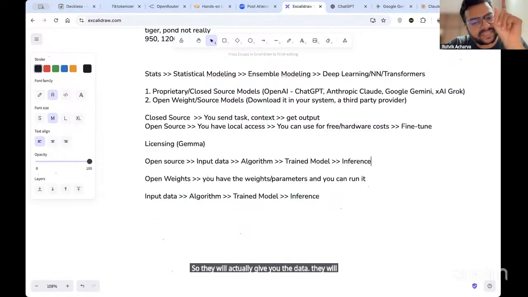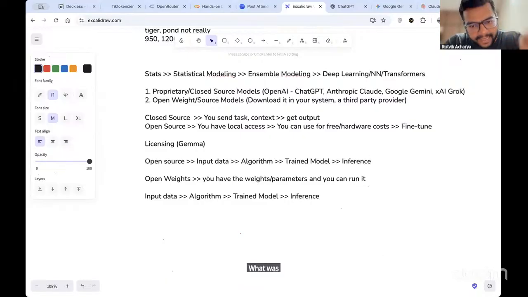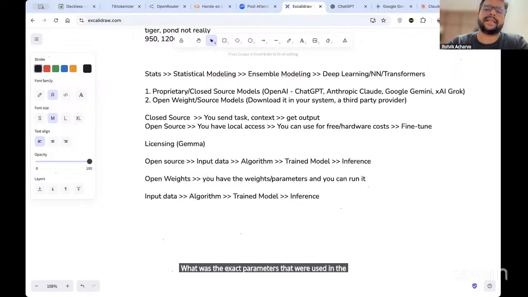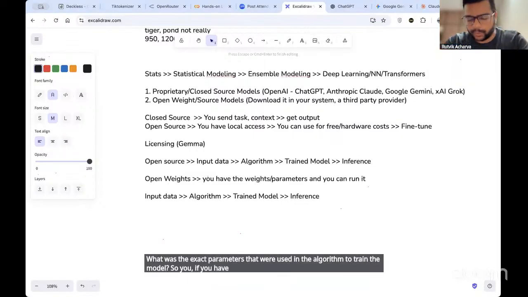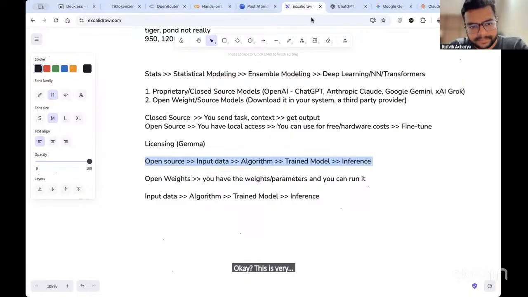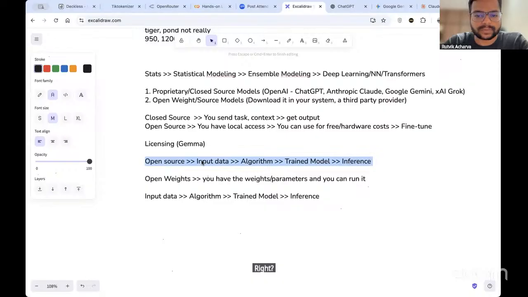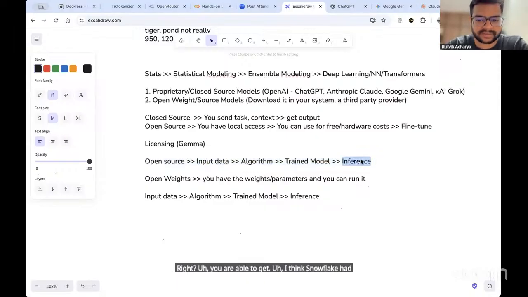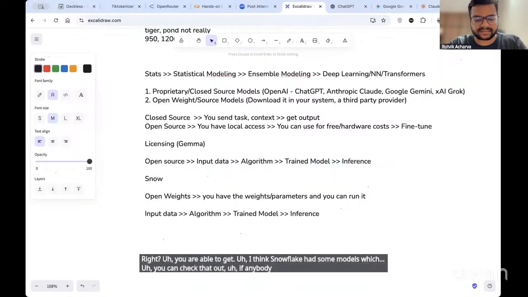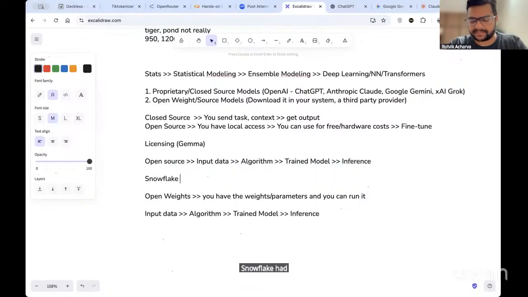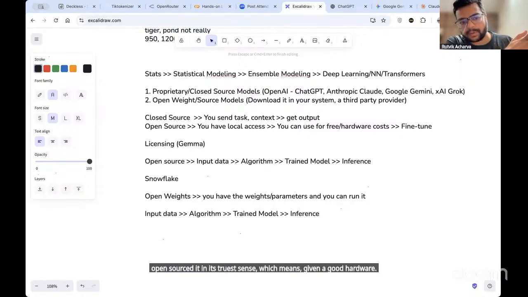They will tell you what was the exact algorithm, what were the exact parameters that were used in the algorithm to train the model. So if you have good enough hardware, or you can rent a GPU somewhere, you can try this out for yourself. Okay. This is very important because there are open weight models, and open source models in its truest sense, right? I think Snowflake had some LLMs which you can check out if anybody is interested. They had open sourced them, I think a year or so back, in its truest sense, which means given good hardware, you are able to train a model of your own.